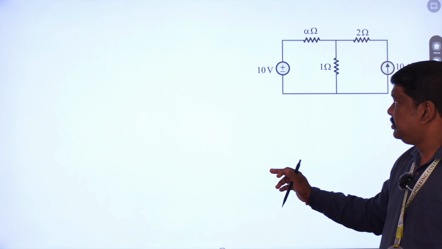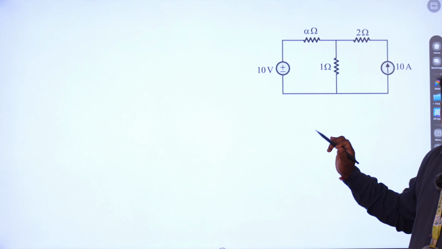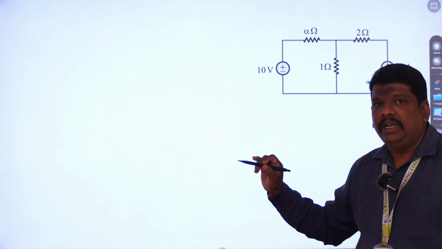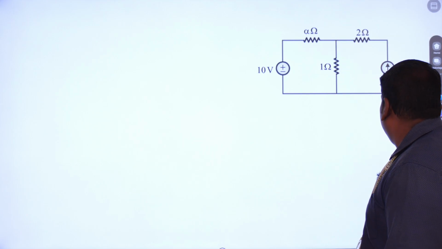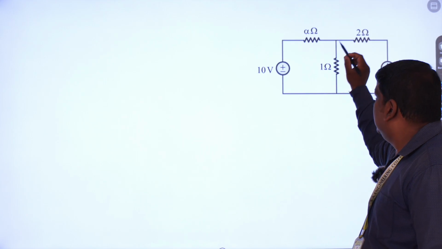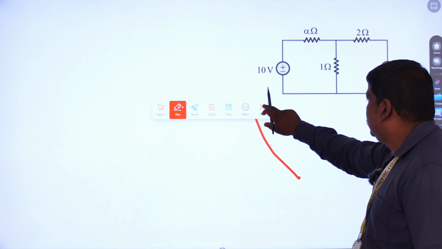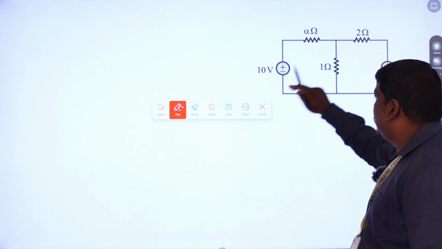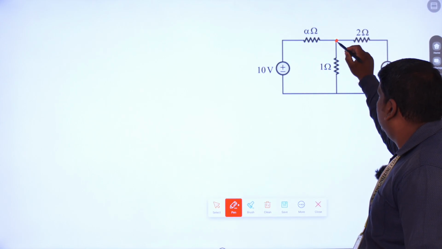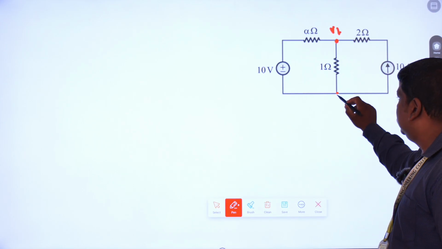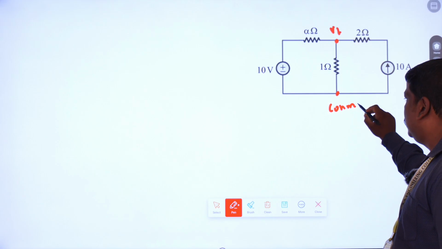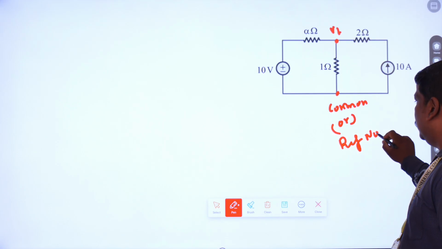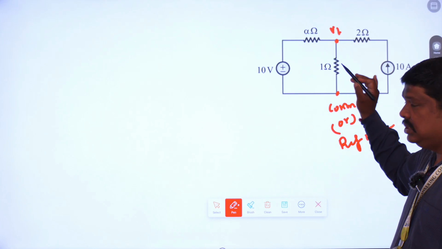Okay, this is the problem. Again we are going to form equations for the given network. Before forming the equations, we have to identify the nodes. This is node 1, V1, and next this is the common node, or we can say it is the reference node. Now we are going to write the equations.